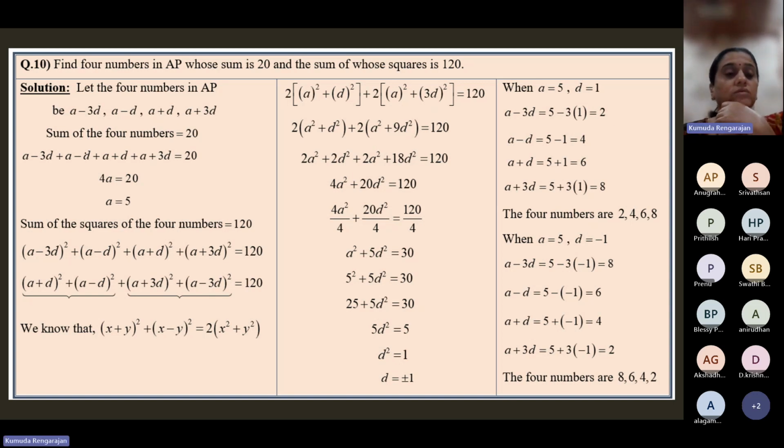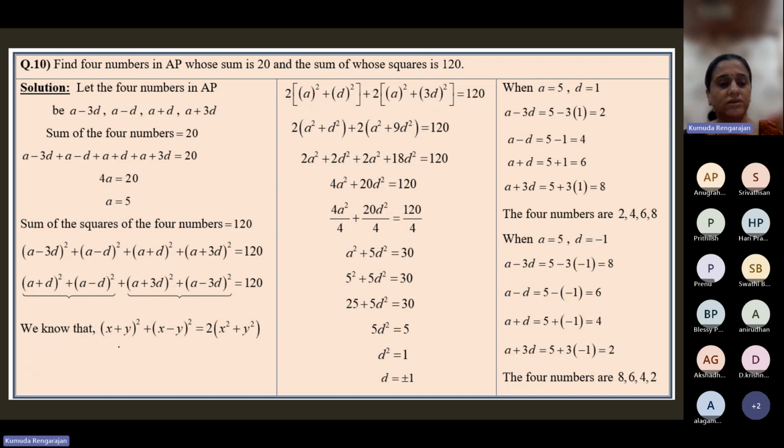Okay, so as we have understood, you can see the sum of the four numbers is 20. So minus 3d plus 3d cancels, plus d minus d cancels. So we have 4a. 4a is equal to 20. A is equal to 20 by 4, 5. And the sum of the squares is 120.